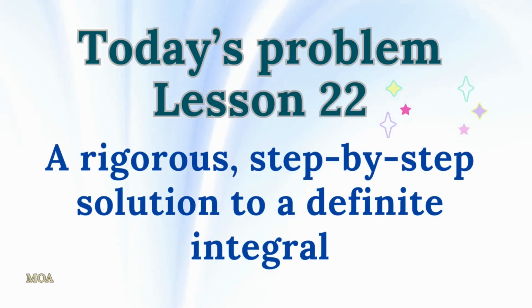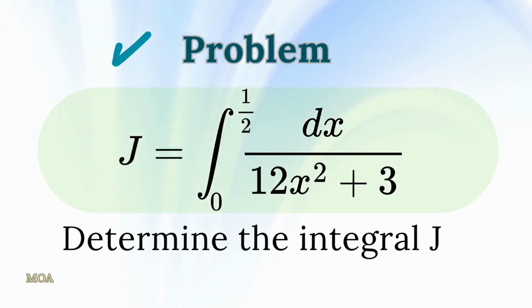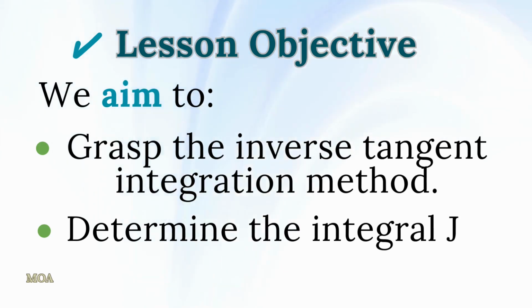In Lesson 22, we present a rigorous, step-by-step solution to a definite integral that appears challenging to many students, but becomes straightforward once you recognize the inverse tangent pattern. In this problem, let J equal the definite integral from 0 to 1/2 of 1 over 12x squared plus 3 dx. Can you determine the integral J? Our objective is to grasp the method of integrating rational functions that lead to inverse tangent antiderivatives, and then compute the exact value of this integral.